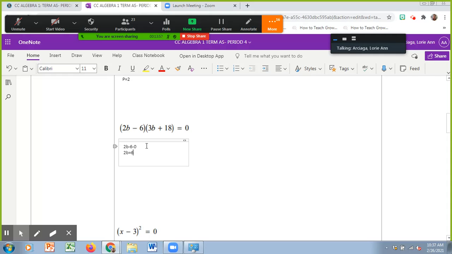Do you get that so far? Let me know if we can move on. And tell me, what am I going to do with the 2, which is right in front of the b? Divide it. Very good. So we're going to divide by 2. So 6 divided by 2. And b is equal to 3. Yeah?